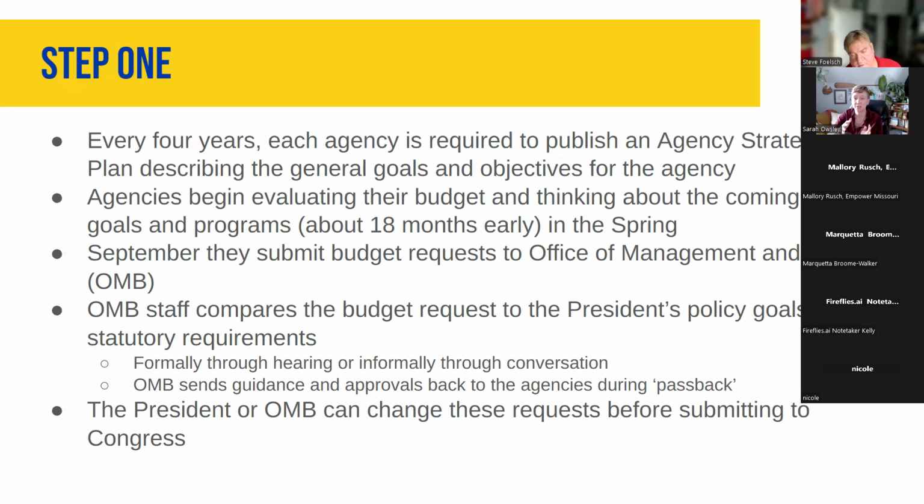If my goal is to purchase a home 4 years from now, my budget is going to look really different than if my goal is something different than that, right? So you're thinking about that 18 months in advance. In September, they submit a budget request to the OMB, the Office of Management and Budget, which is a department of the executive branch, but is also not the president himself, right?